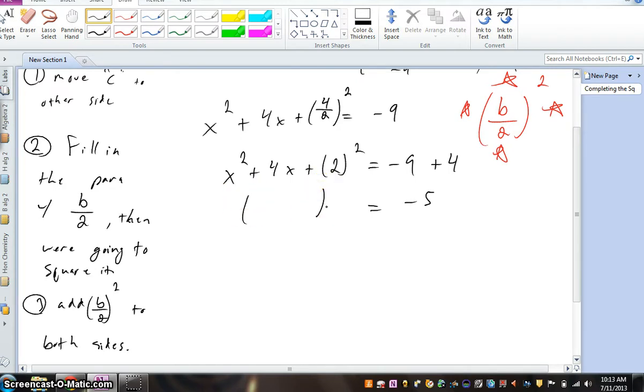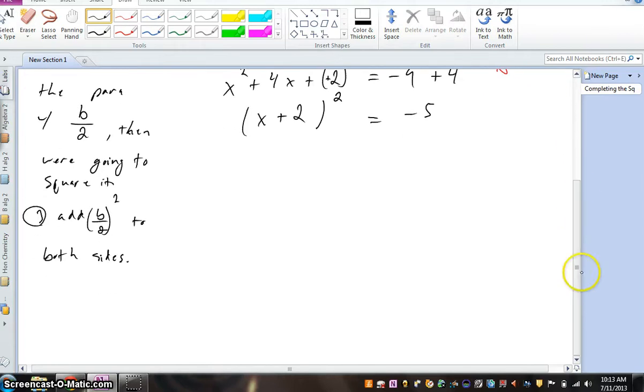All right? Your parentheses always fill in the same way. It's always going to be a parentheses with a squared on the outside. And it's always going to be x plus or minus whatever your b is. So in this case, it's going to be plus, because this is a +2. Okay? So you get x plus 2 squared equals -5.